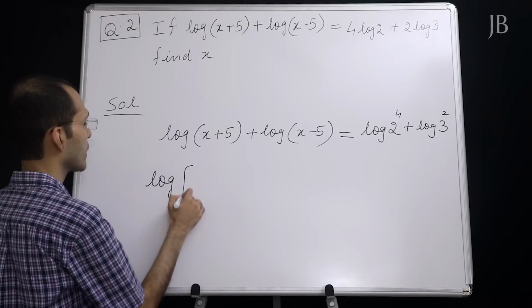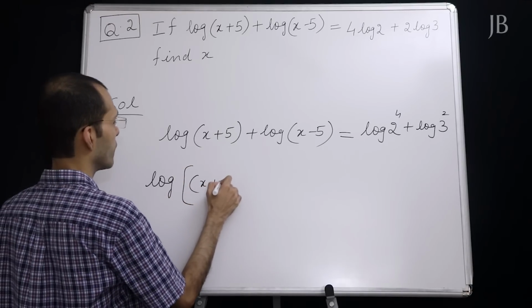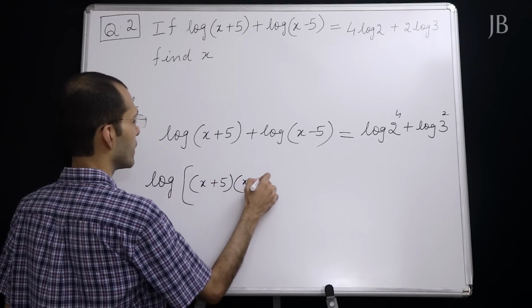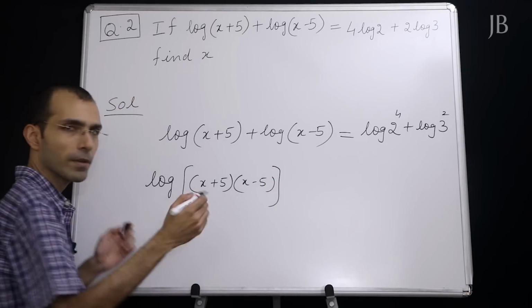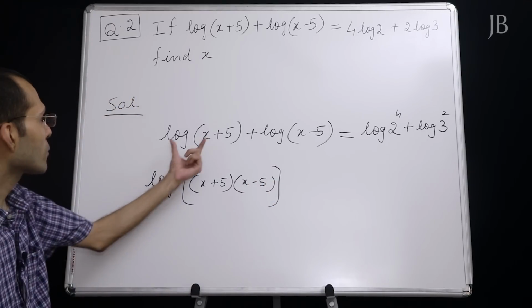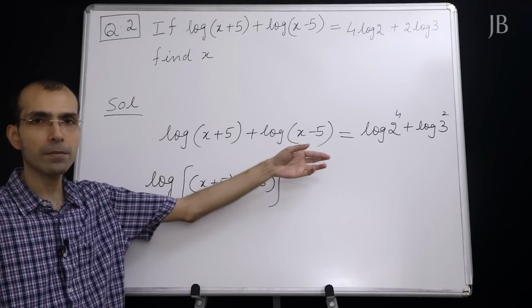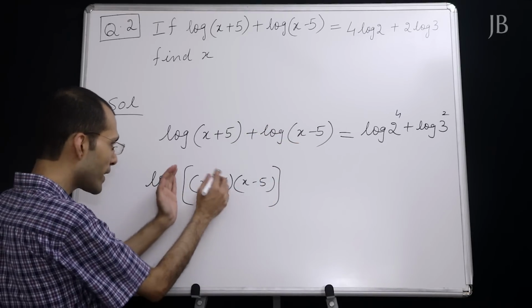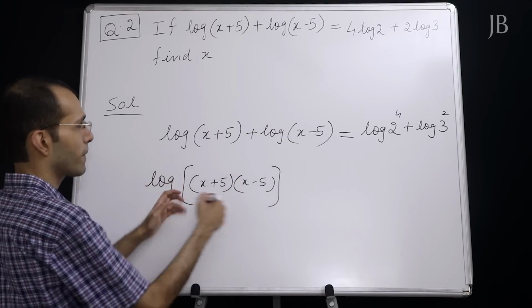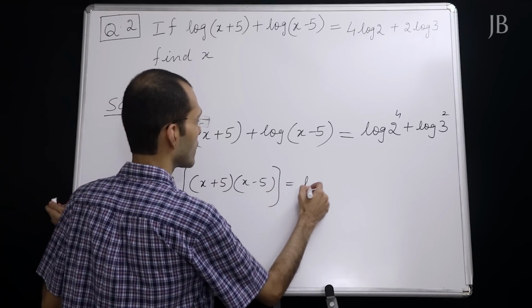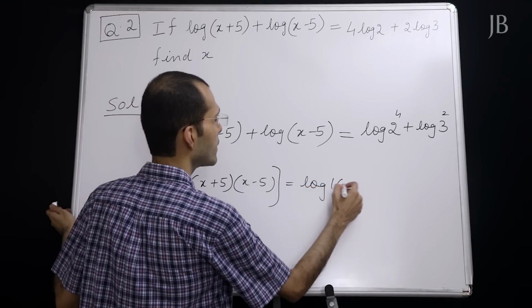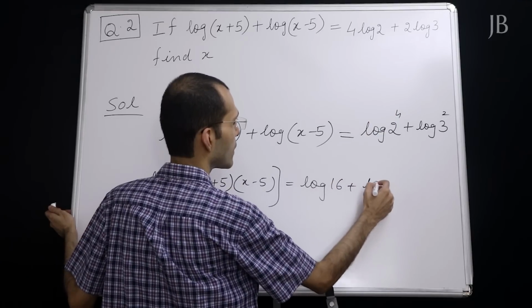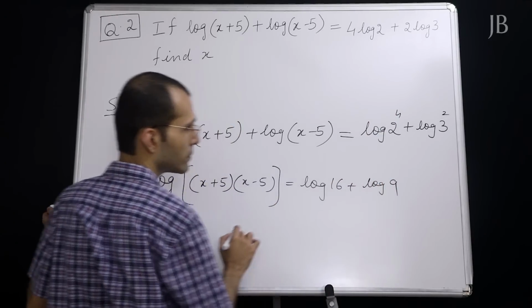So this will be what now? Log of ab. Remember the very first law, log a plus log b is log of ab. So log of x plus 5 plus log of x minus 5 will be log of x plus 5 into x minus 5, equaling log of 16, 2 raised to 4, and 3 square, log of 9.